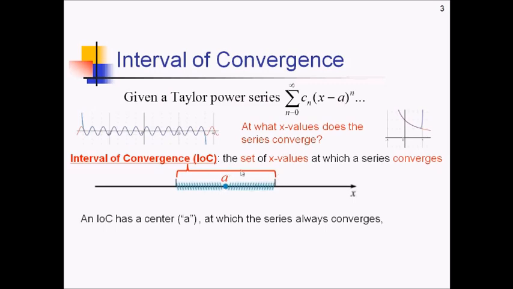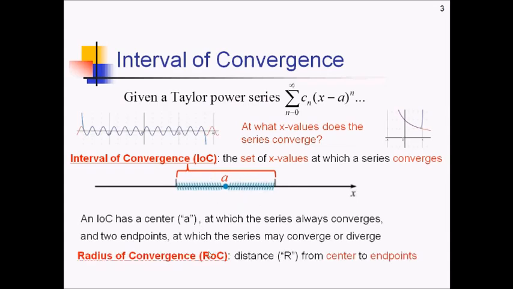But now, our interval of convergence also has two endpoints, here and here, where the series may converge or may diverge. We don't really know which until we run some more tests. So one other thing we can talk about with this stuff is something called the radius of convergence, which I'll call ROC for short. This is the distance from your center to your endpoints. So this distance right here in this direction or in the other direction.